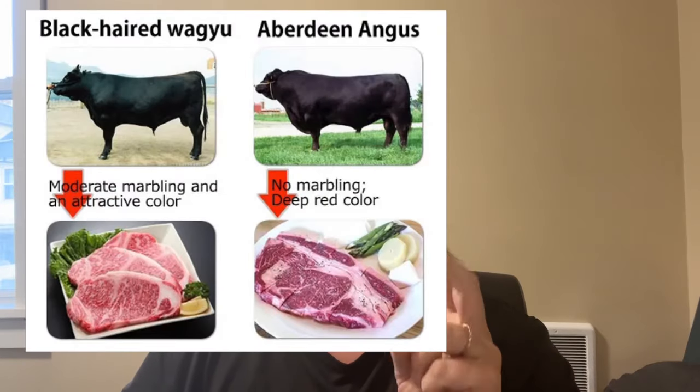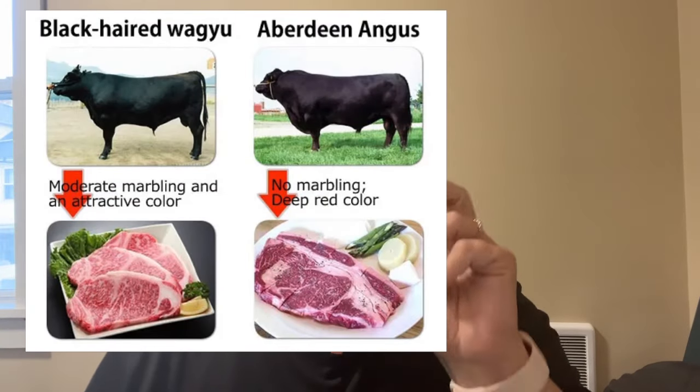If you're eating Wagyu meat in the United States, chances are you're actually having an Angus Wagyu cross. So it's a crossbreed between an Angus steer and a Wagyu. And it does give you some intense marbling, but not quite as much as if you have a true Japanese Wagyu, which the prices for are insane.